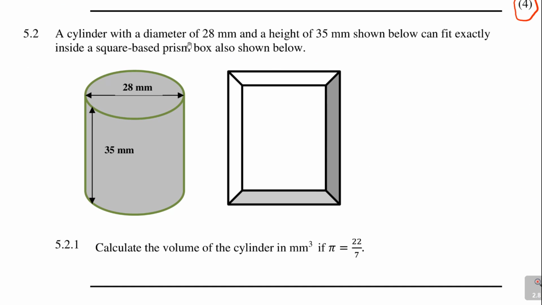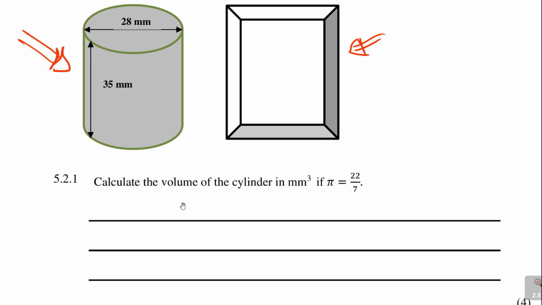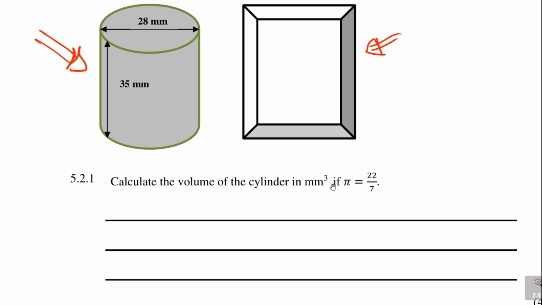A cylinder with a diameter of this. So this is a diameter D. See? D is equal to 28 millimeters. I didn't have to write that. And the height, this is H, is shown below, can fit exactly inside the square-based pyramid as shown below. So this is the square-based pyramid. Are you with me? And then this is your cylinder here. Okay. And then the question is, calculate the volume of the cylinder in cubic meters if pi is this.